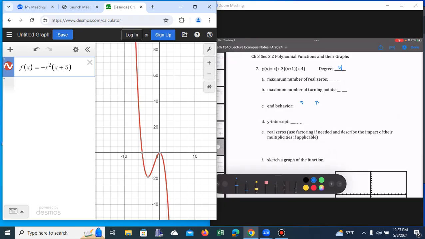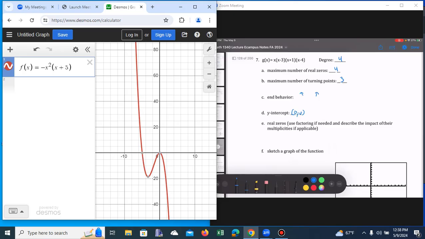Okay. Maximum number of real zeros is going to be 4. Maximum number of turning points is going to be 3. X-intercept, if you let x be 0, you get 0 again. So we get an origin. And this is already factored. So our zeros are 0, 3, negative 1, 4. They all have a multiplicity of 1. They all cross.